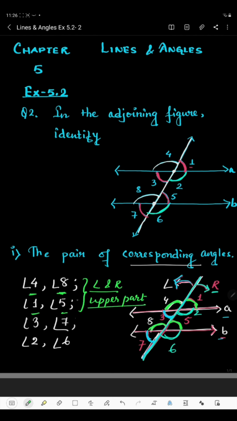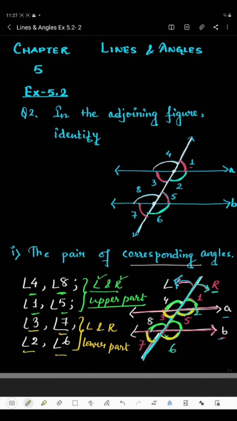These two pair of angles are on the left hand side and the right hand side, but the upper part of the parallel lines. And another two pairs of corresponding angles are, see, angle 3 and angle 7. This is on the left hand side but the lower part, right? And angle 2 and angle 6, this is also lower part but the right hand side, okay. So this is called corresponding angles.